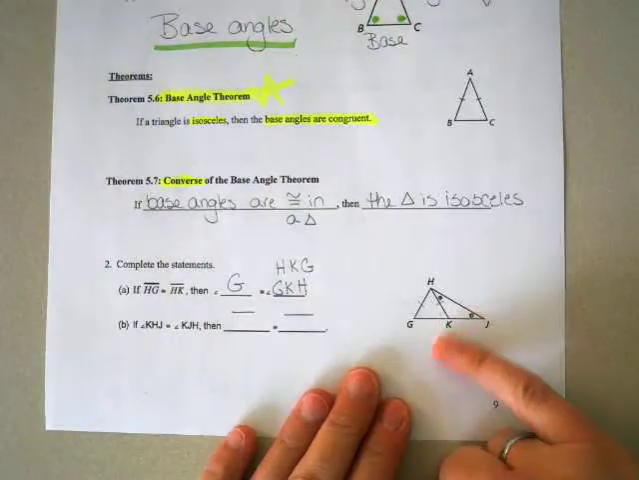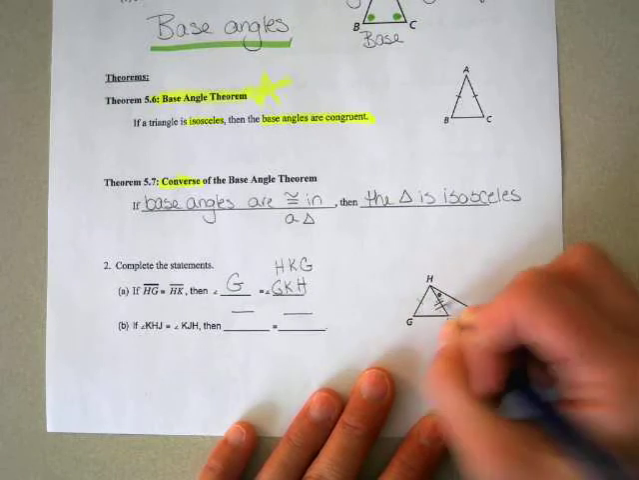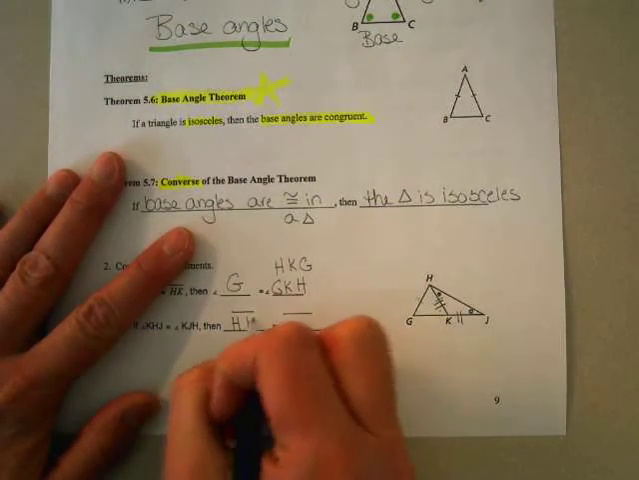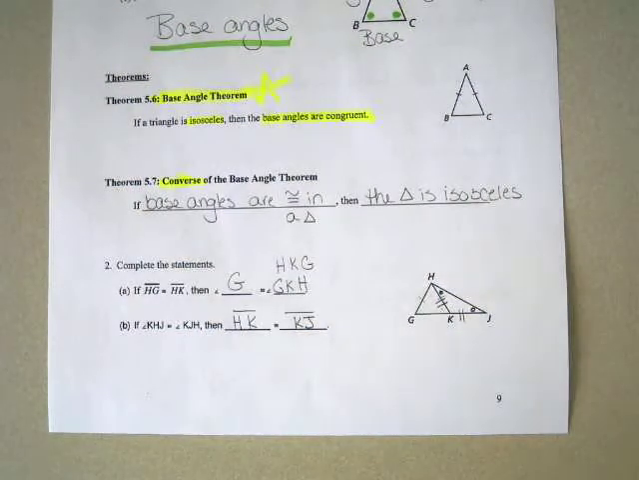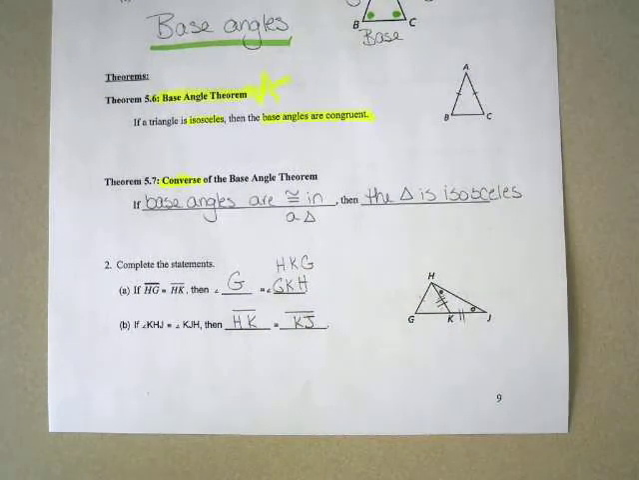So K is the vertex. So that means that this is equal to this. So you just have to put your letters. HK, KJ. A question like this is exactly the same on the test. It's just this picture's been turned and it has different letters. But it's the exact same question. Turn to the back.